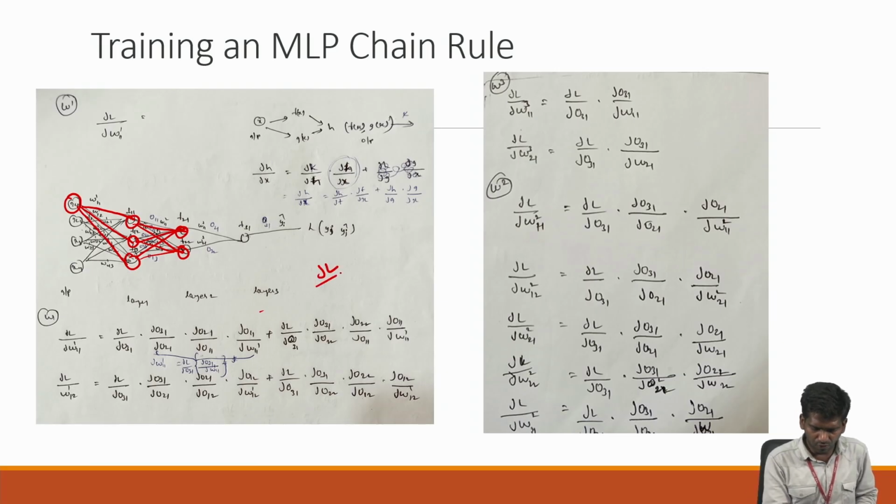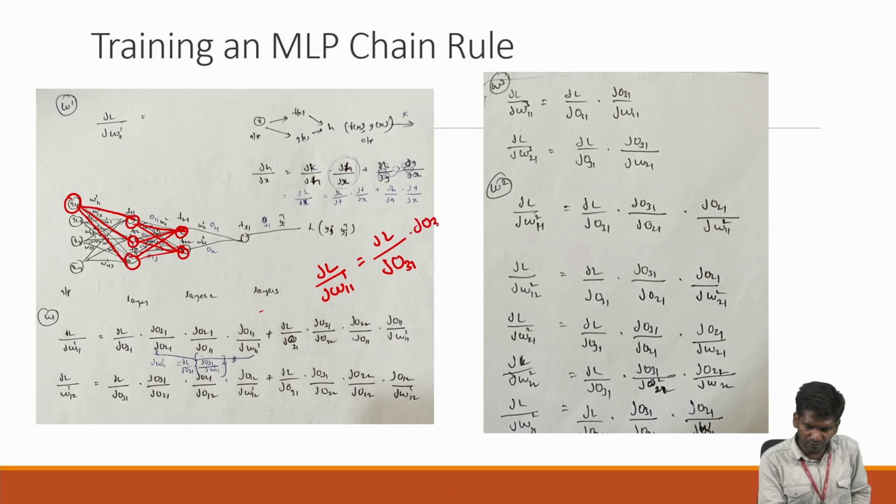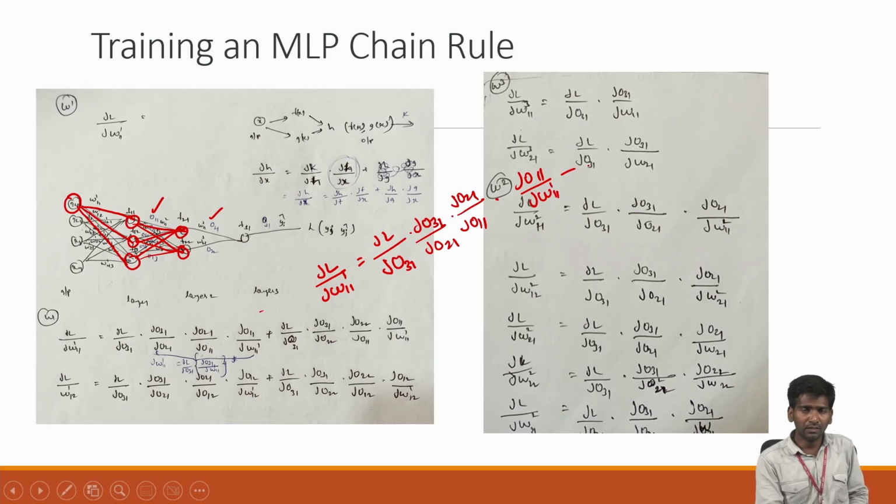So derivative of loss with respect to derivative of W11, I need this. Now how do I calculate this? Derivative of loss with respect to derivative of O31. So derivative of O31 will be coming from derivative of O21. Derivative of O21 will be coming from derivative of O11. Derivative of O11 will be coming through derivative of W11. See, this is the other equation. So this will be the 9th equation.